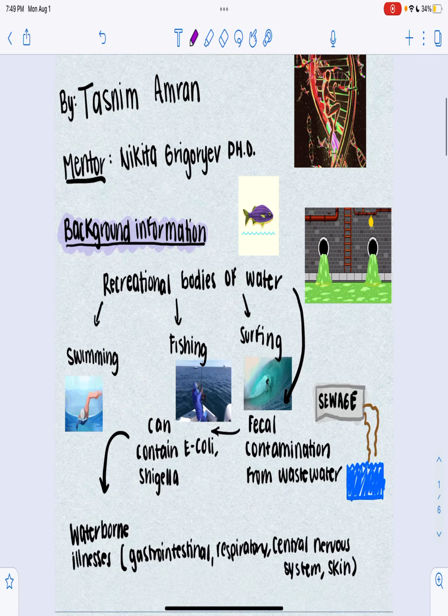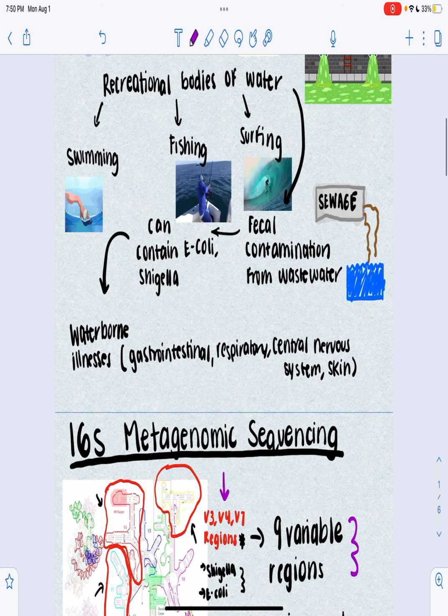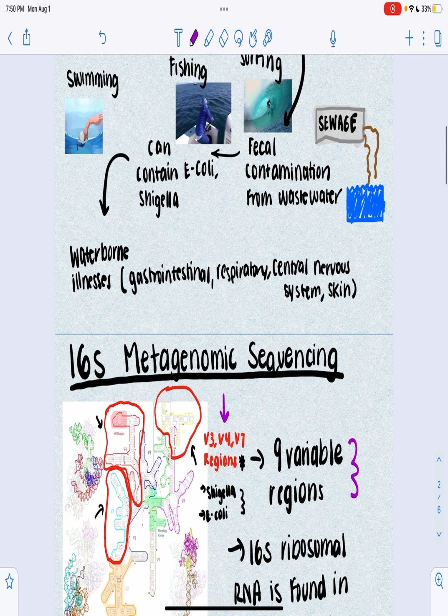My research involves the identification of specific types of bacteria and prokaryotes in bodies of water that are used for things like swimming, fishing, and surfing that might have been contaminated from sewage or wastewater. And this is important because a lot of the times when the water is contaminated, this can lead to the presence of E. coli and Shigella, which are types of bacteria that can cause serious waterborne illnesses that affect your central nervous system, your skin, respiratory system, and etc.